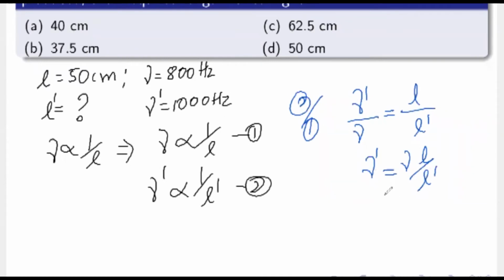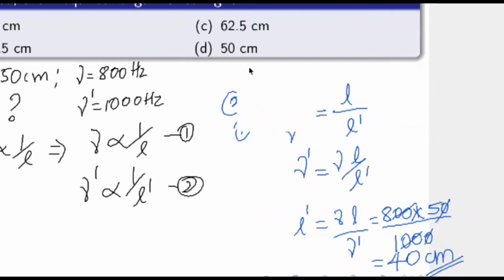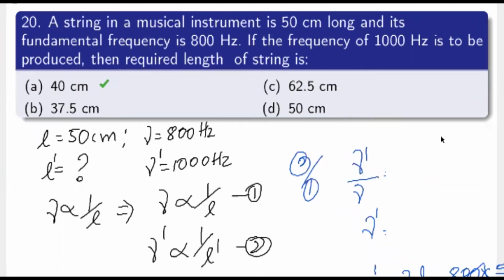I shall calculate L prime. So L prime equals nu into L divided by nu prime. The value of nu is 800 Hz, the length is 50 centimeters initially, divided by the new frequency required, 1000 Hz. Simplifying, 8 times 5 is 40 centimeters. So the required length is less than the previous. So the right answer is option A.